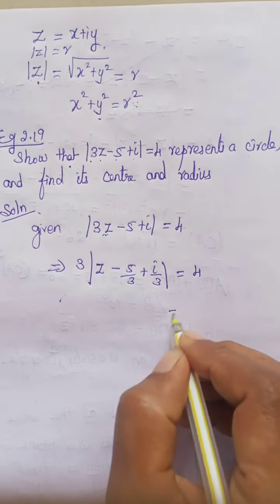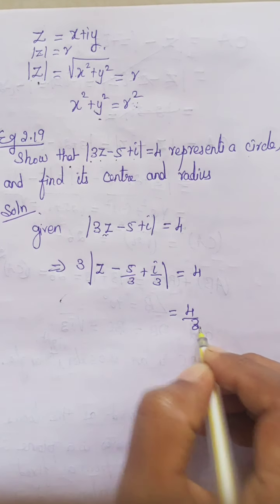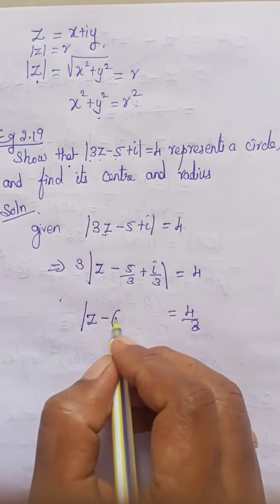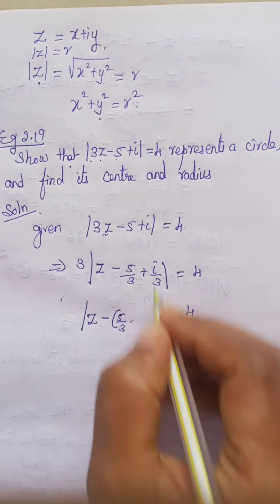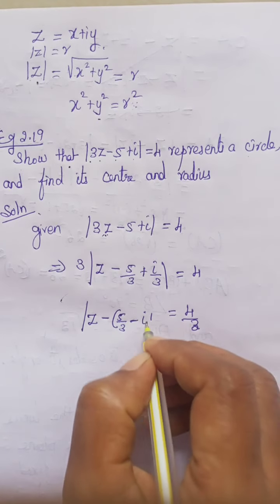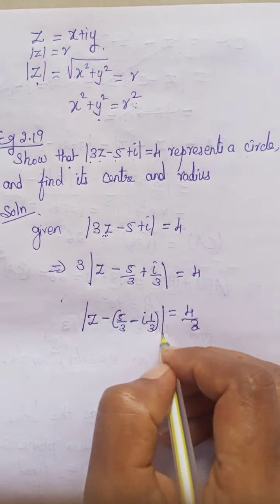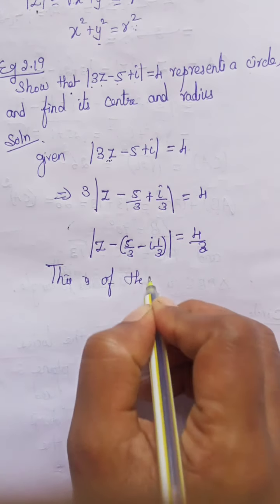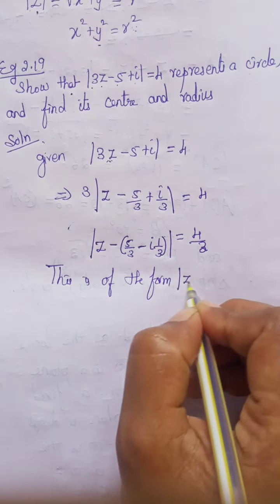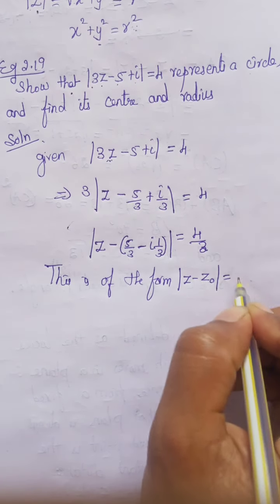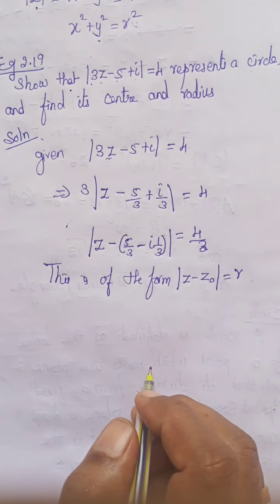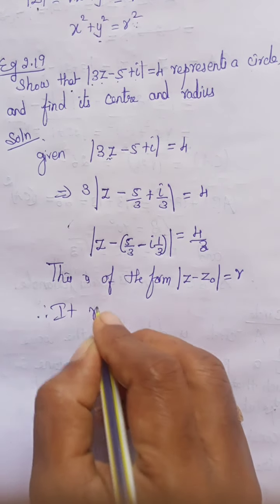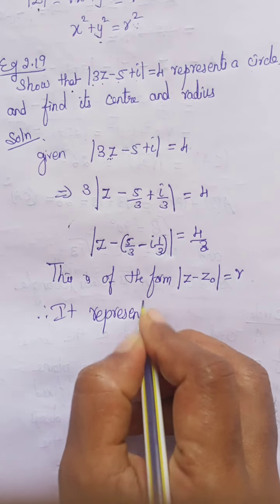Now take this 3 to the next side, then it will become 4 divided by 3. This is z minus, I am taking the minus outside, so this is 5 by 3 plus will become minus i into 1 by 3. Now I am writing this is of the form modulus z minus z0 is equal to r. Is that clear? So now we can write, therefore it represents a circle.